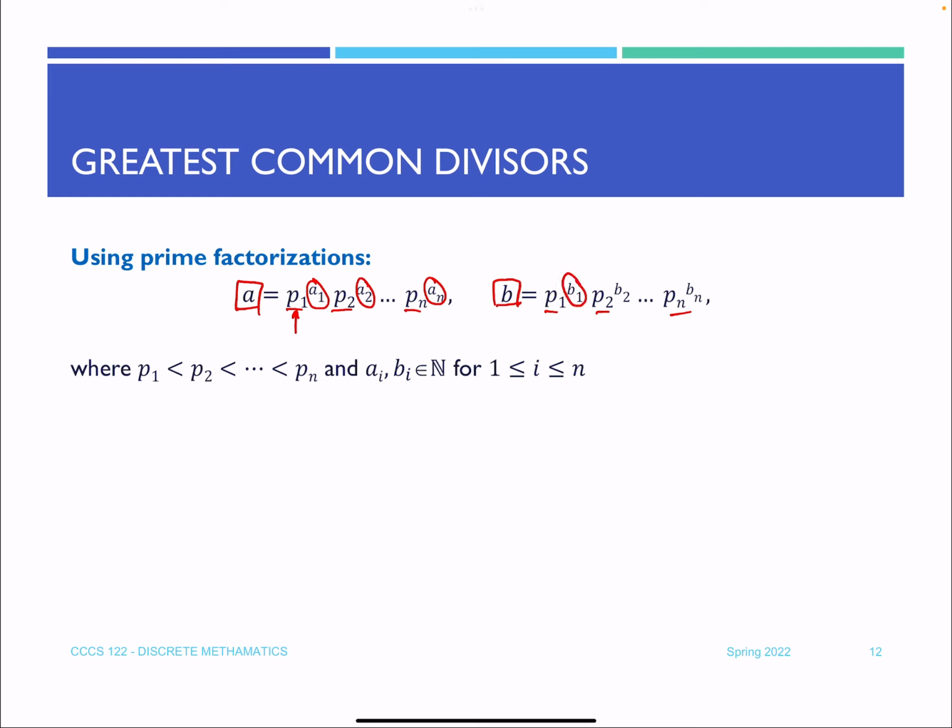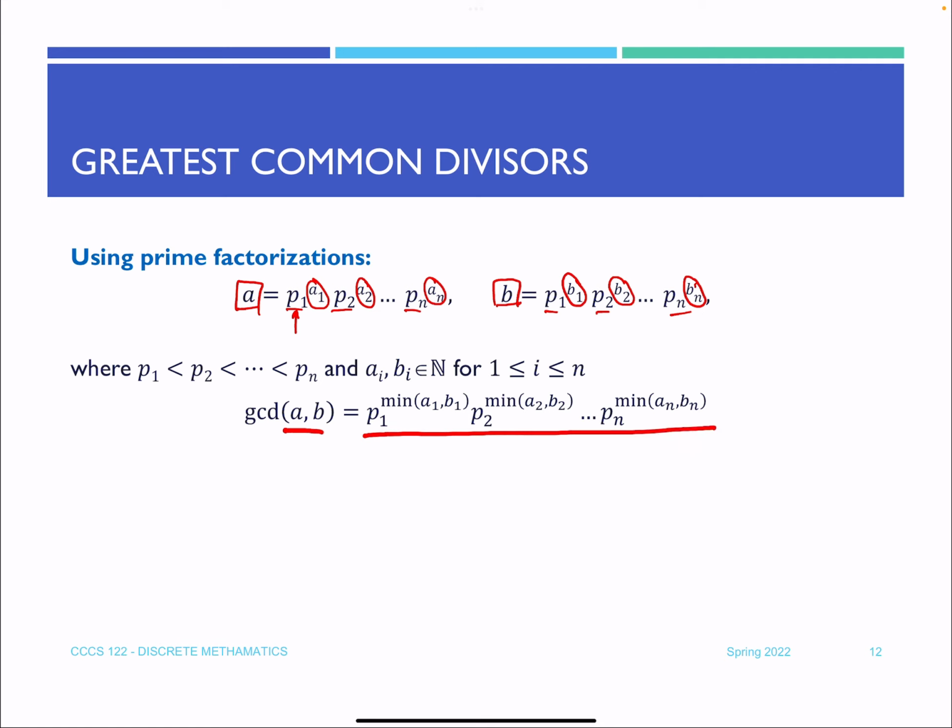And each of them appears b1, b2, all the way up to bn times. So then the GCD of A and B can be found like so. Basically, the prime factor P1 to the power of whichever is the smaller of A1 and B1. The second prime factor P2 to the power of whichever one is the smaller between A2 and B2. And so on, all the way up to the last prime factor.